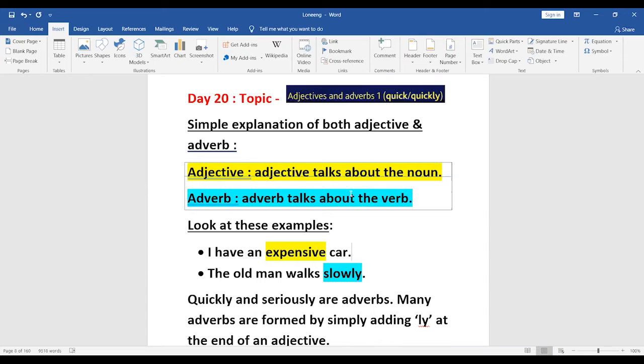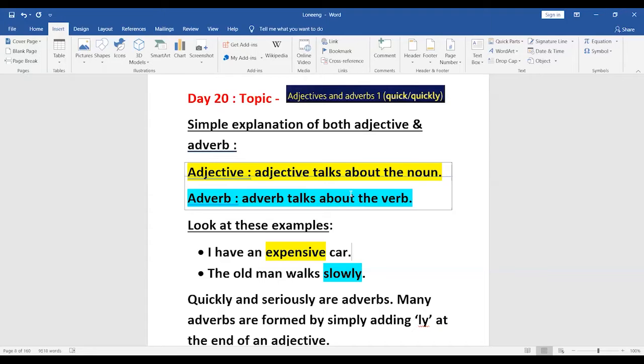Okay? First of all, an adjective talks about a noun, meaning an adjective adds more meaning to a noun. What is a noun? A name, a place, an animal, or a thing. So if it's one of these four, then it's a noun. And an adjective adds more meaning to a noun. It better describes a noun.